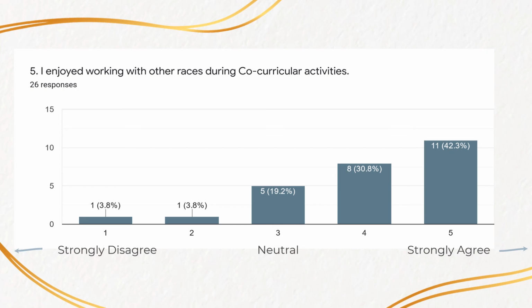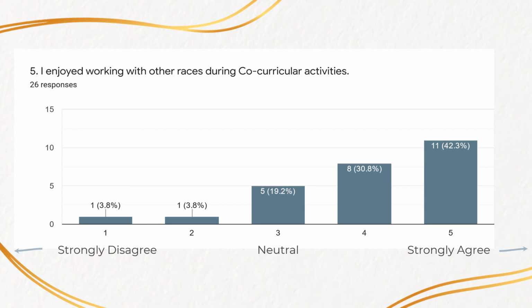However, we can still see there is 1 response in disagree and also 1 response in strongly disagree. Maybe it's because they have a bad history with other races in their school, showing that they do not enjoy working with other races through co-curricular activities. We can also see these 5 responses in neutral, meaning that they don't have any opinion on whether they enjoy working with other races or not. They don't feel anything. For them, maybe it's just a co-curricular activity.